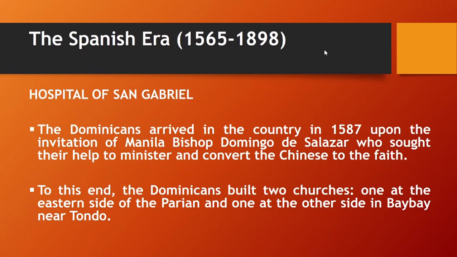Hospital of San Gabriel. The Dominicans arrived in the country in 1587 upon the invitation of Manila Bishop Domingo de Salazar, who sought their help to minister and convert the Chinese to the faith. To this end, the Dominicans built two churches, one at the eastern side of Parian and one at the other side in Baybay near Tondo.